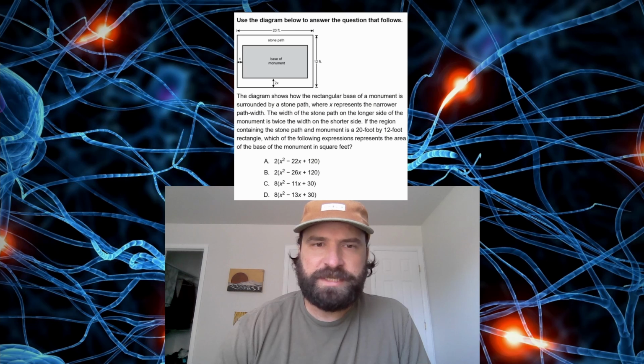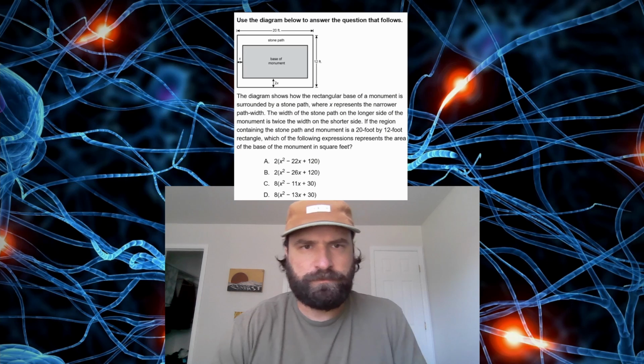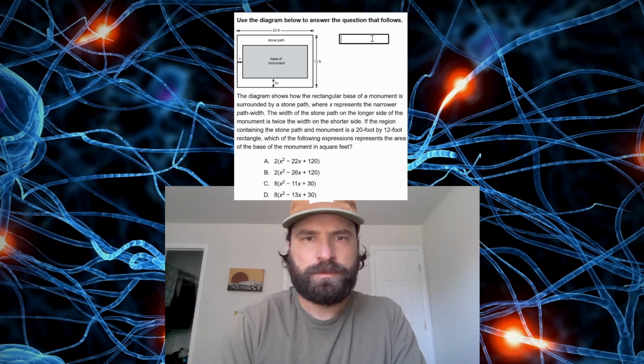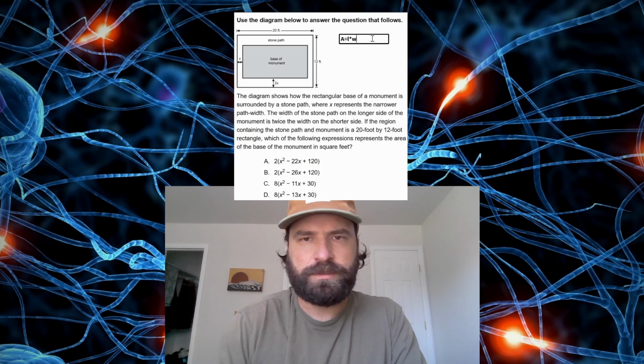If the region containing the stone path and monument is a 20 foot by 12 foot rectangle, which of the following expressions represents the area of the base of the monument in square feet? All right, well, we know that area of a rectangle is length times width. So A equals L times W.